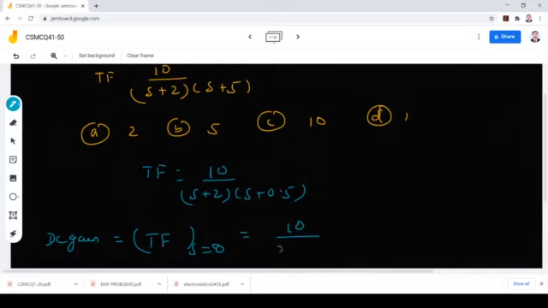So 10 divided by 2 into 5. Sorry, not s plus 5, this is s plus 5, so 10 divided by 2 into 5. So that is equal to 1. So the answer is option D.